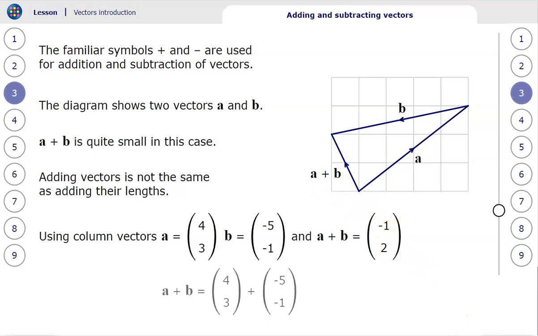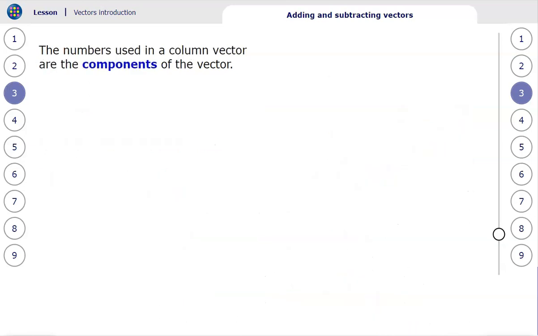If we take a look at the numbers that we've got there, I can get that final vector over here, minus 1, 2, by adding the two components together. So if I add the x components, the horizontal components together, 4 minus 5, I'm going to end up with minus 1. And if I add the vertical components together, 3 minus 1, I'm going to end up with 2. And that was my vector for A plus B.